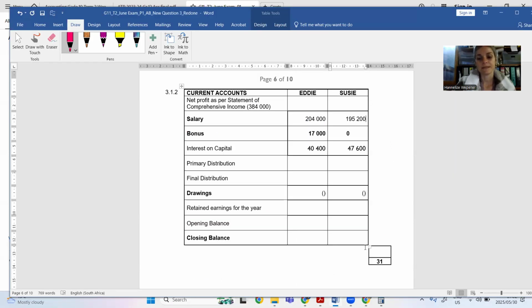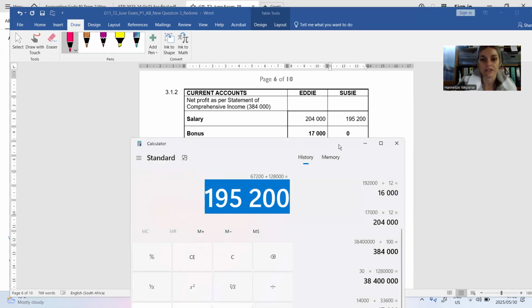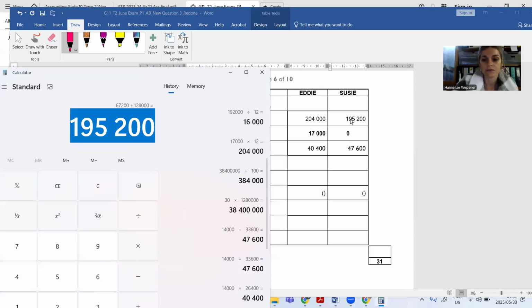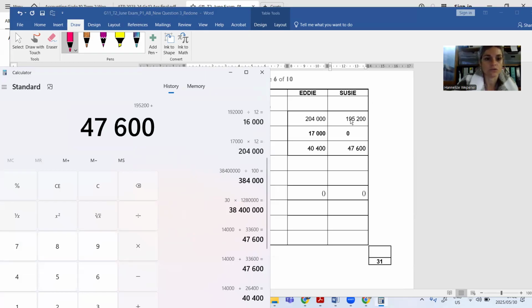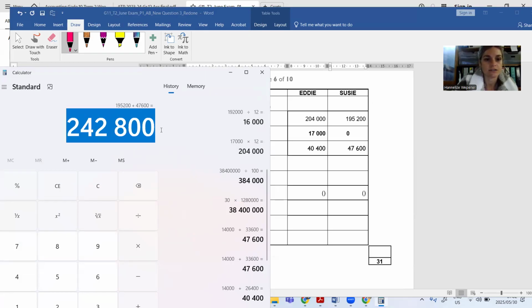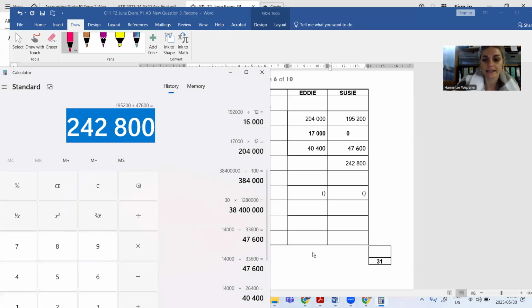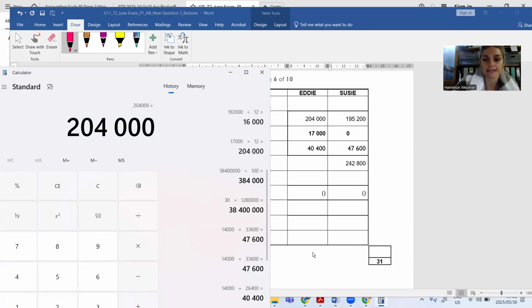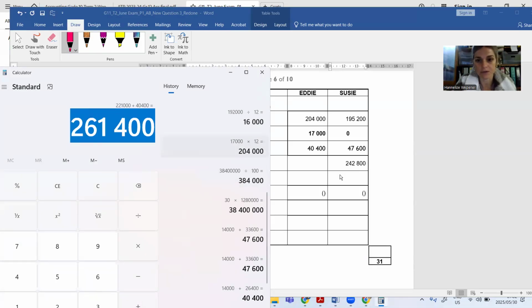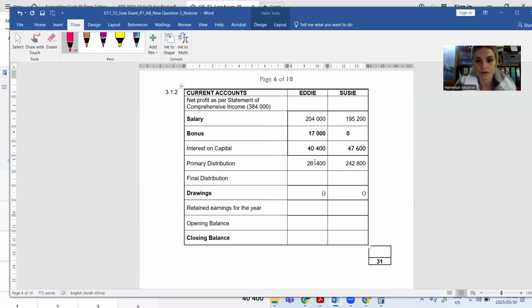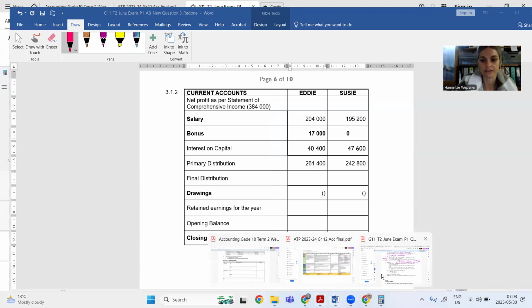Okay, so that means that we can now calculate their primary distribution. So Susie with her salary and then also her interest. So this is her primary distribution. And then for Eddie, it's his salary plus his bonus plus his interest on capital. So there we have his primary distribution. Okay, so moving on.